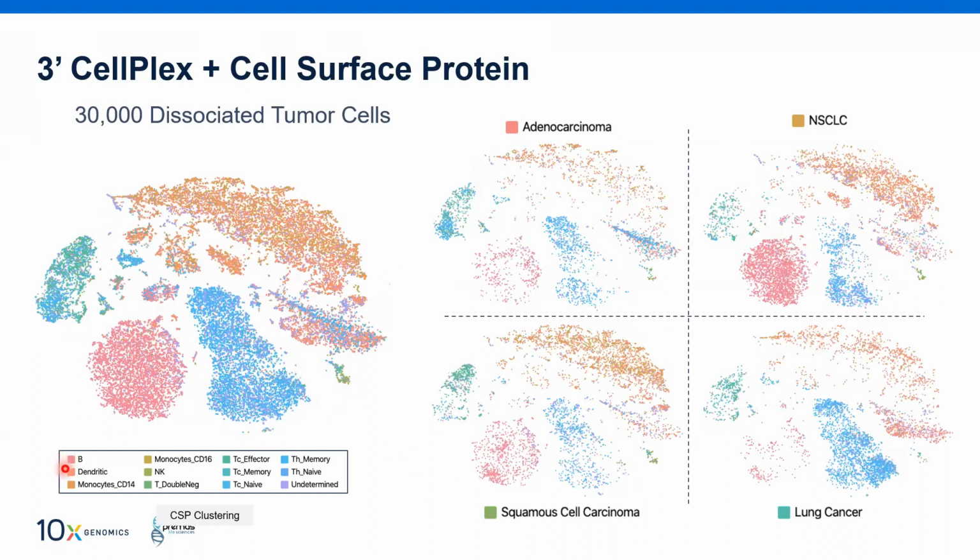Here are the names of those cell populations: B cell, dendritic, monocytes, monocyte CD16, NK, double negative, TC effector, TC memory, TC naive, TH memory, TH naive, and undetermined. So these are all the T cell populations, if you see. And in non-small cell lung carcinoma, the B cell population is very high, which we are able to see here as compared to the rest of the other cancers.